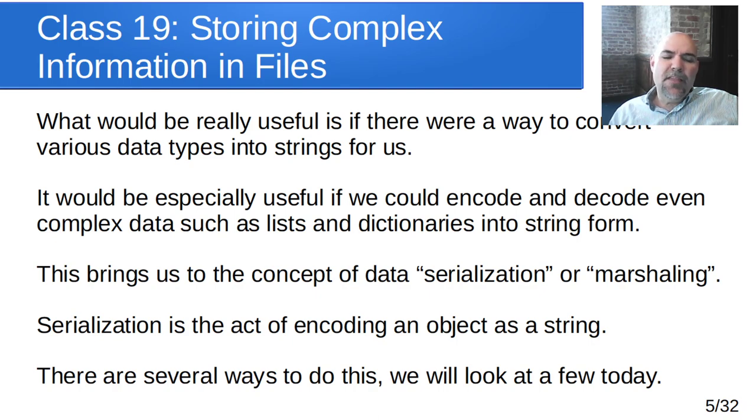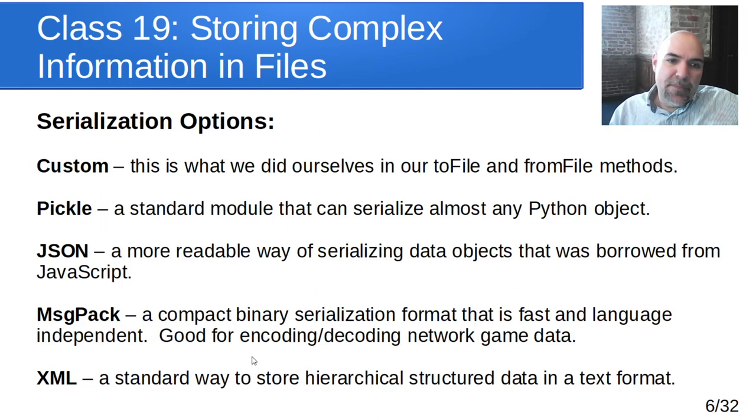And there are a couple ways to do that. We're going to look at a couple of them today, and we're going to look at how you would use that with a file. Okay, so serialization options that are available. There's obviously custom. That's what we did ourselves when we had the to file and from file methods of our tile map that we did a few lectures ago. And then there's some other options available as well. Pickle, which is something that's a standard module that comes with Python. There are some advantages and disadvantages to each of these that we'll talk about.